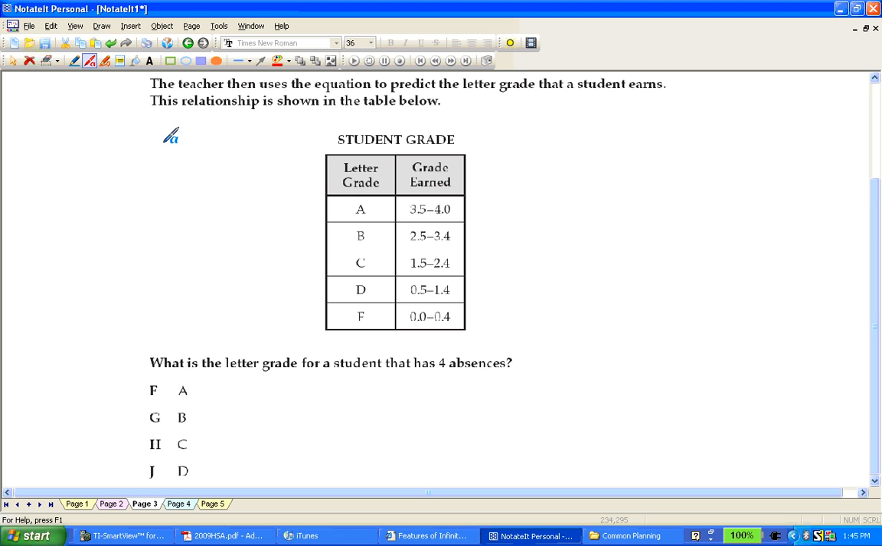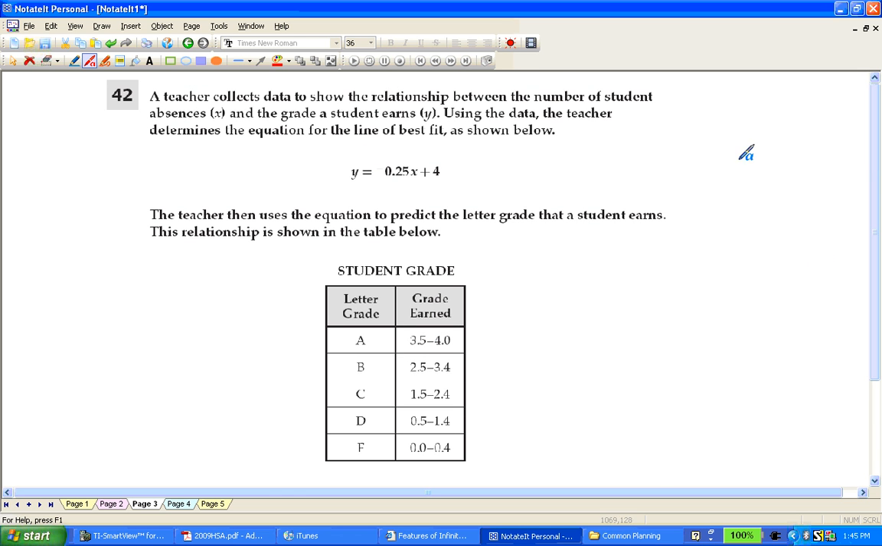Alright, the teacher uses an equation to predict the letter grade that a student earns. This relationship is shown below. So there's the table, that's what grade they get if their grade falls between this. I'm sorry, read the whole question. This data shows a relationship between the number of student absences and the grade that they can earn. So there's a negative sign here. They take away 0.25 of a letter grade for every day x that is missed, and the grade is the result of this equation.